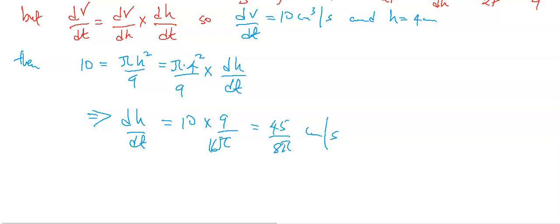So that is the rate of increase of the height when the height is 4 centimeters: 45 over 8 pi centimeters per second.